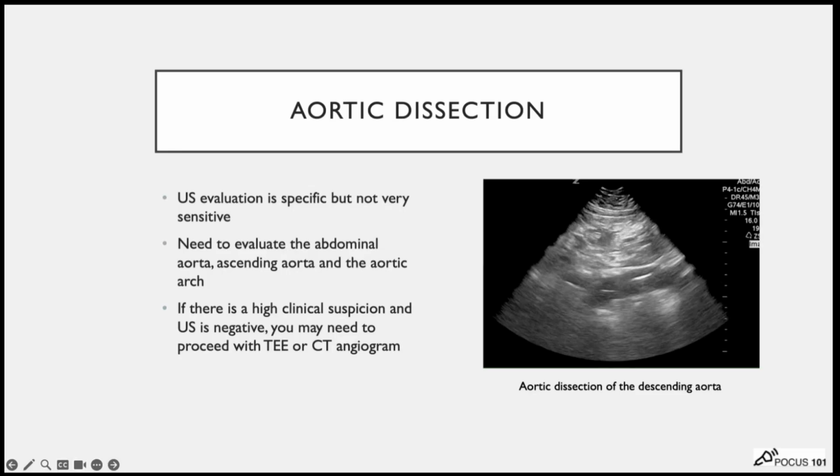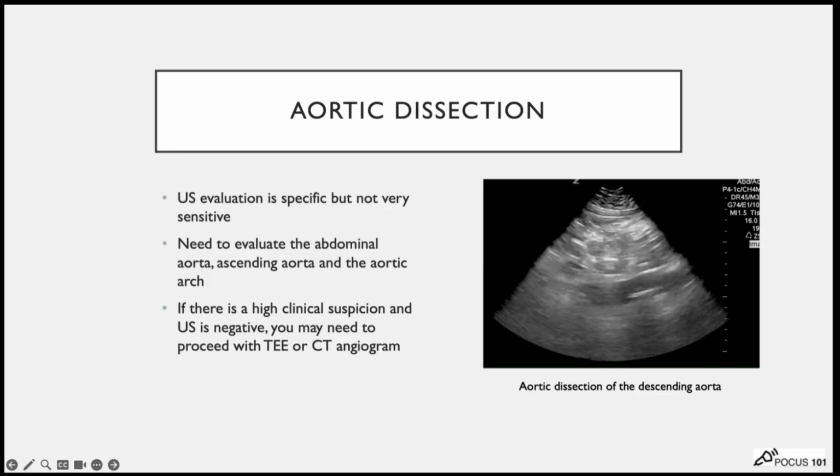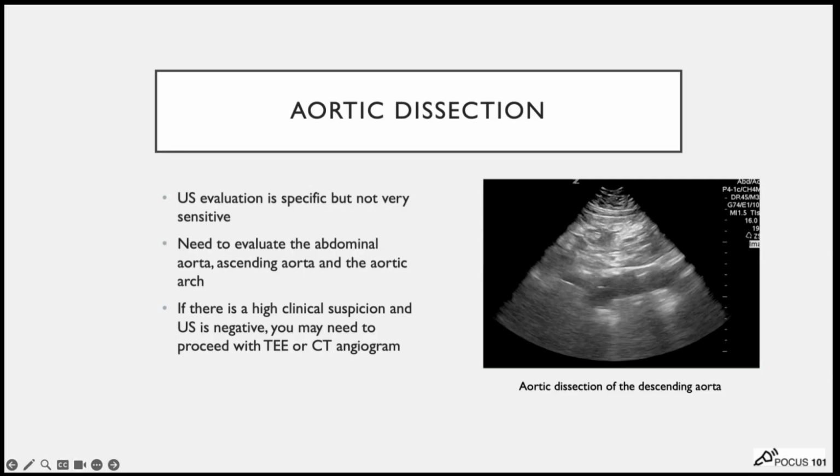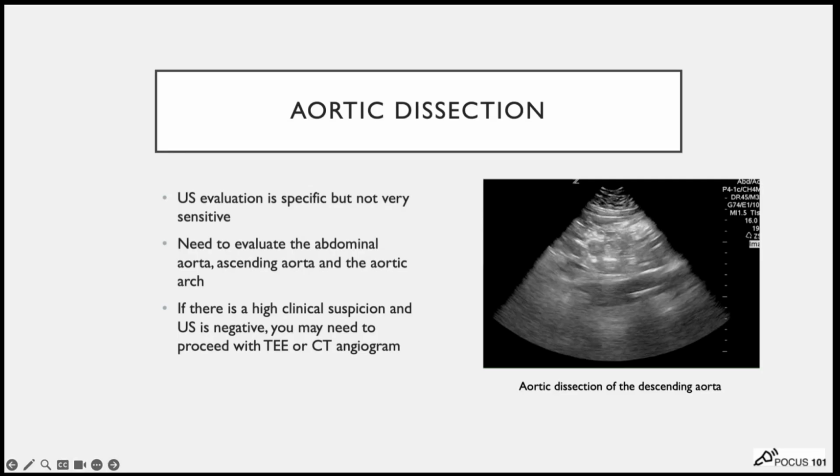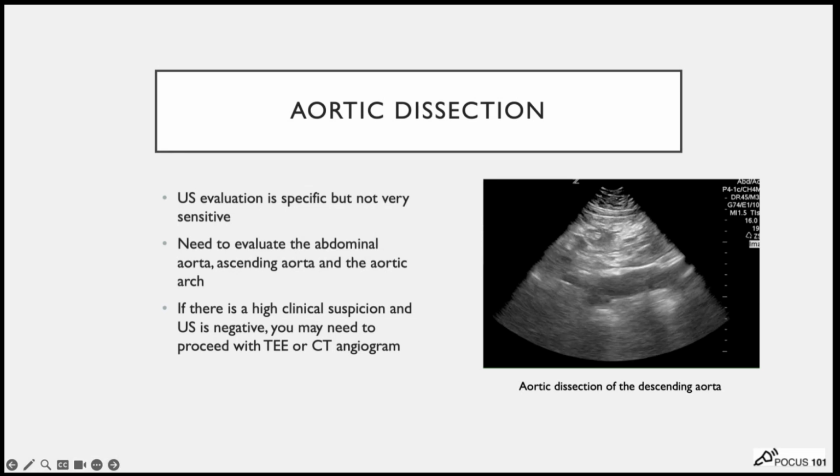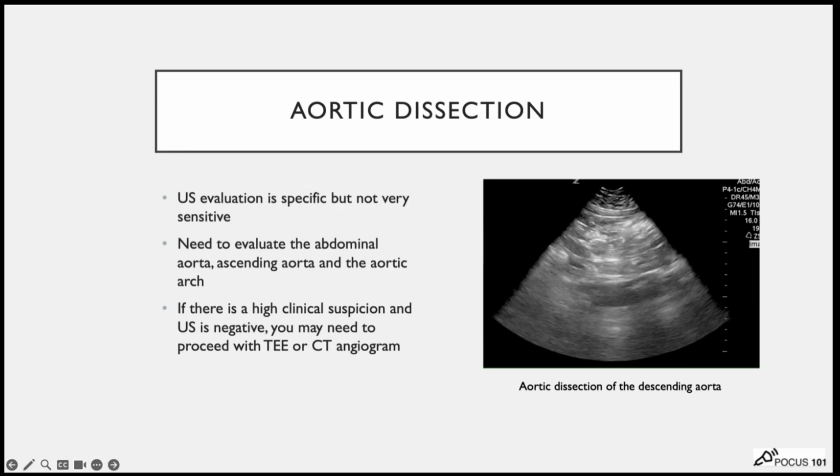For this exam, you need to evaluate the abdominal aorta, the ascending aorta, and the aortic arch. And on ultrasound, you'll see evidence of the dissection flap, as you can see here on the ultrasound on the right-hand side of the screen.